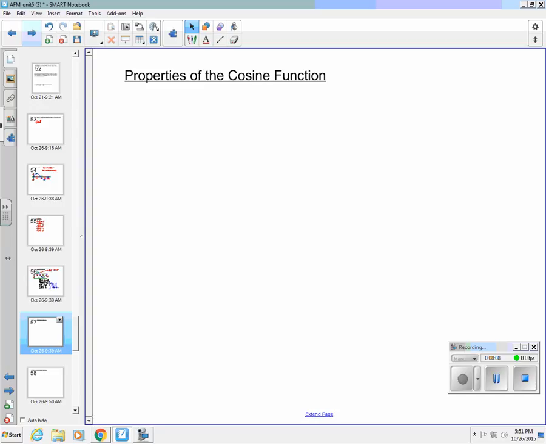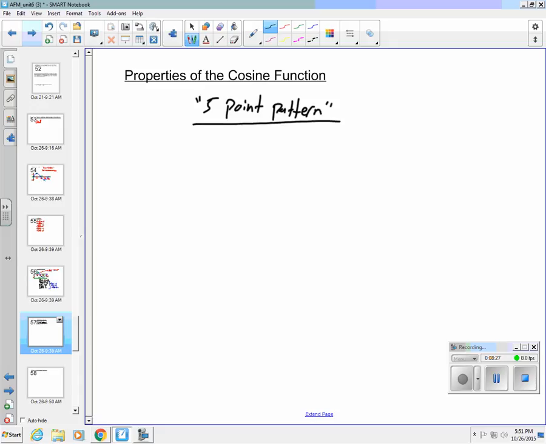So the cosine function is going to be very similar to the sine function. The only difference really is it's going to follow a different 5-point pattern. Again, these all come from our quadrantal angles.